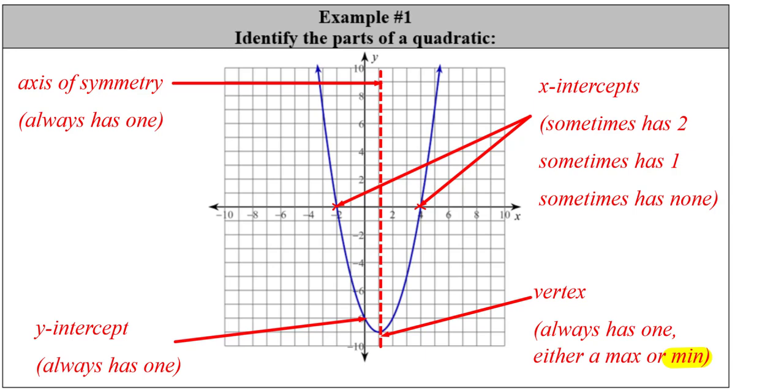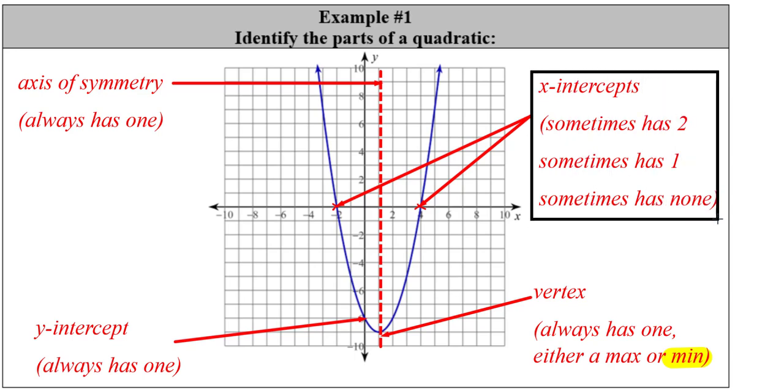Let me go ahead and put a little box around that because it is not always the same. Unlike the axis of symmetry and the y-intercept, the x-intercepts might be a little different based on the graph that you have. So this boxed up piece of information might want to be something that you commit to memory.